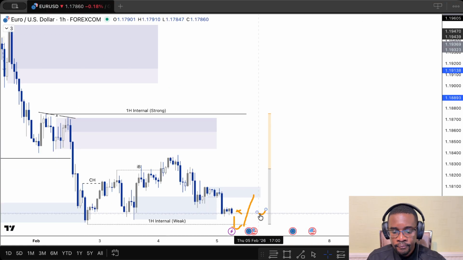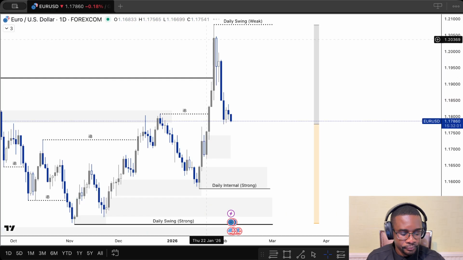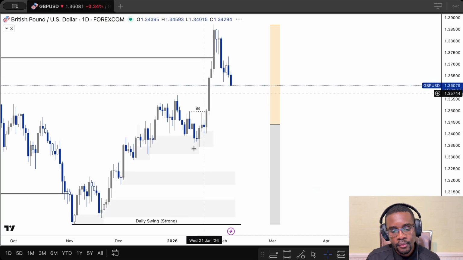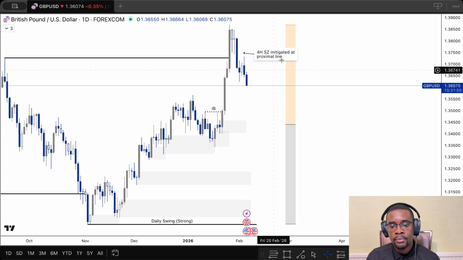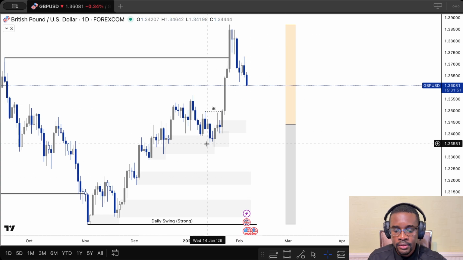So that's it for the Euro USD. So now looking onto the pound, just clear this. So looking onto the pound, this is the same thing we are looking at.